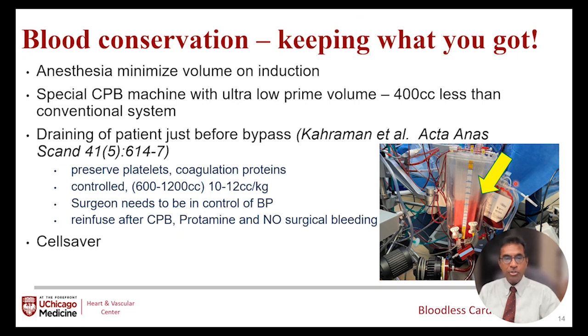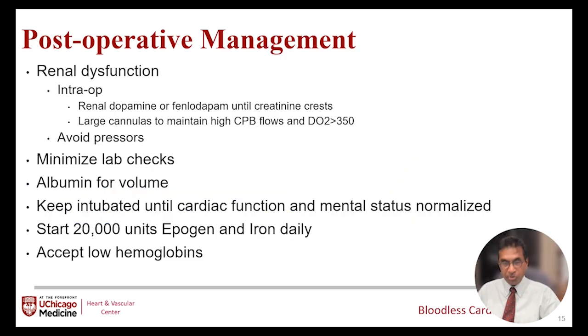Anesthesia is critically important for these patients. We minimize the volume on induction. We use a special bypass machine with the ultra-low priming volume. We do drain heparinized blood from the patient. You can see here, it's a bypass circuit off the venous reservoir. And this blood has preserved platelets and coagulation proteins. We drain about 600 to 1.2 liters off in a heart failure patient. And then we reinfuse after cardiopulmonary bypass protamine, and there is no surgical bleeding. We also use cell saver.